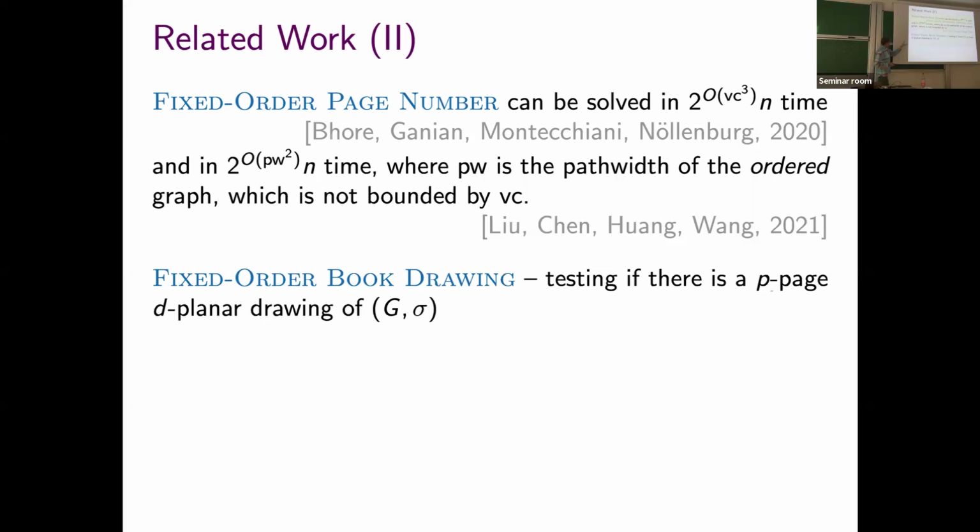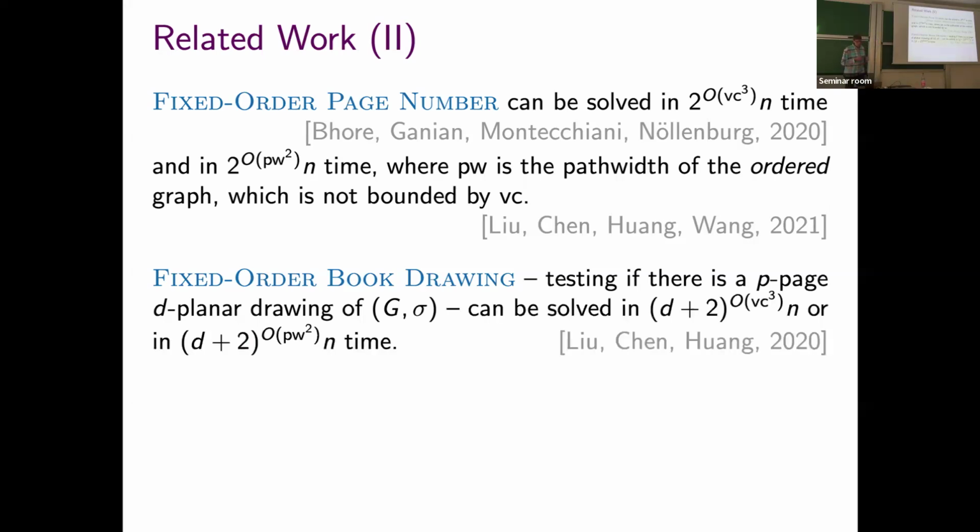Now here's another variant of the problem, fixed order book drawing, which means testing if there is a p-page d-planar drawing. So we are not removing edges here, but we are allowing more crossings per edge than in the problem up there. And for this, there have also been algorithms with similar running times as up there, where you replace the 2 by a d plus 2 in the base of the expression.